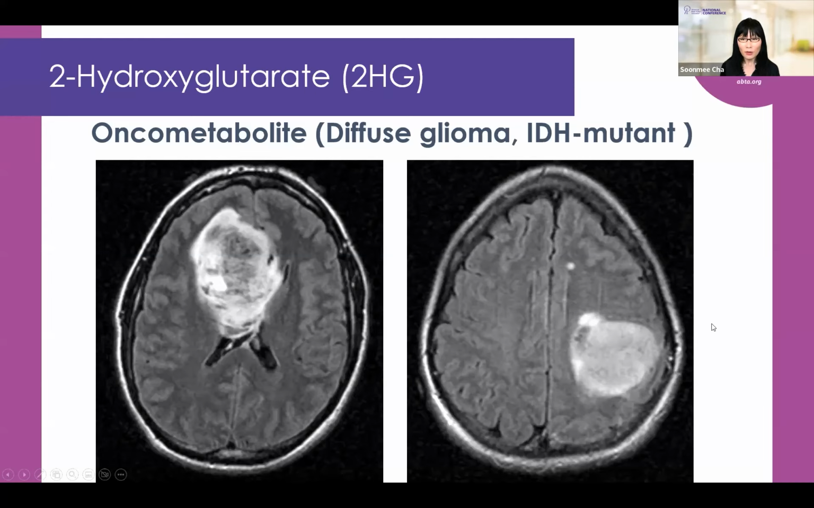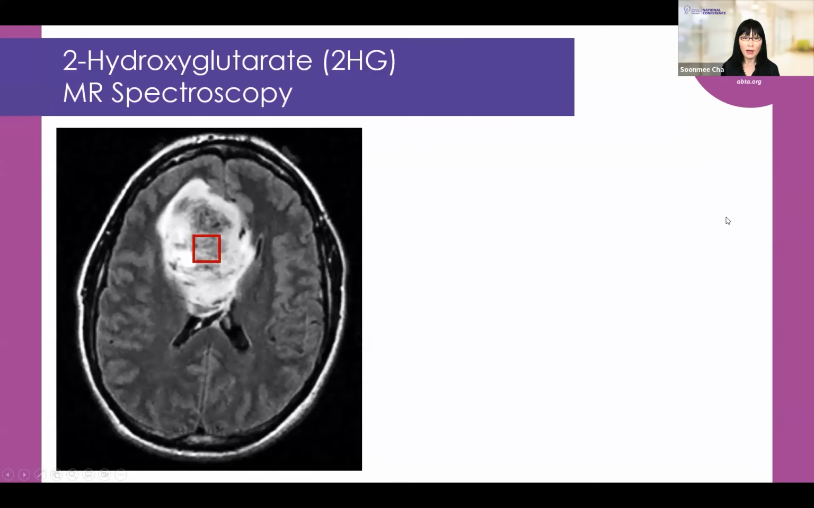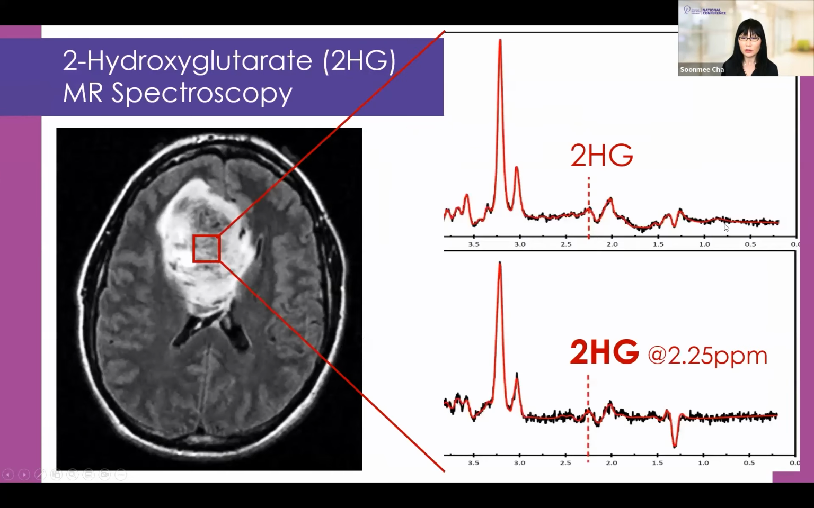And diffuse gliomas, particularly the IDH mutant types, can accumulate 2-HG metabolites. So we can actually image this by using single voxel spectroscopy. And this is a technique.